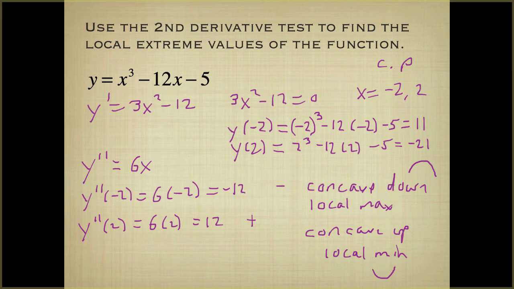When we do the second derivative test, we find our critical points from the first derivative, and then we plug them into the second derivative. If you're ever asked to use the second derivative test to find extreme values, you will find the first derivative, find your critical points, then take the second derivative, plug the critical points into the second derivative, see what your signs are, and that will tell you if you're concave up or down, which will also tell you if you have a max or a min.